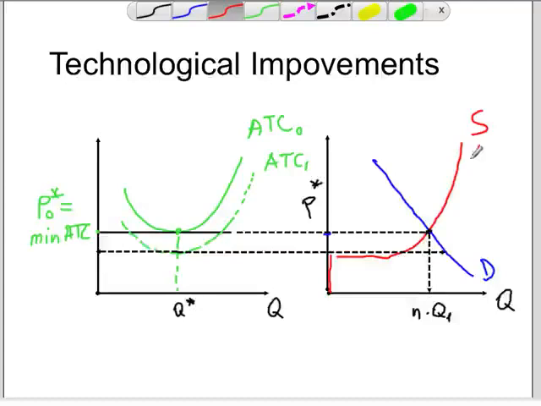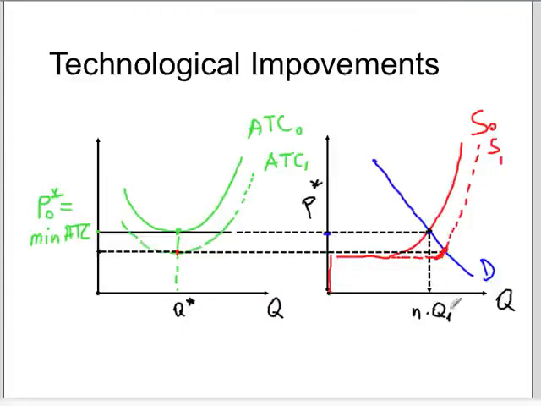So the businesses from outside of the industry will be entering the industry until the market price gets equal to the new lower minimum average total cost. And it seems like the supply should move from S0 to S1. All right, so here the long run equilibrium is restored.